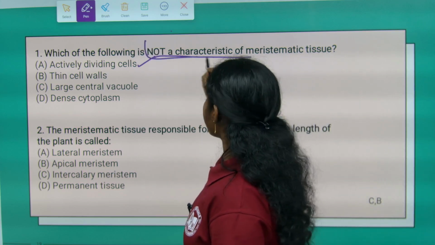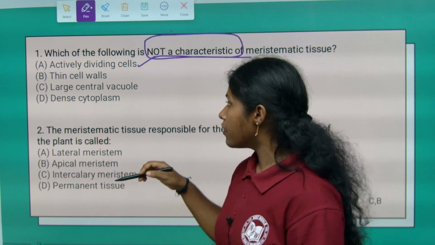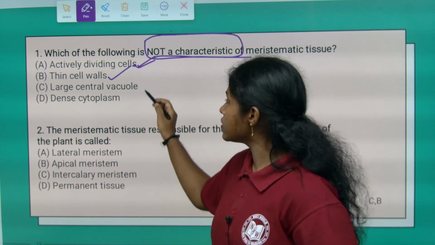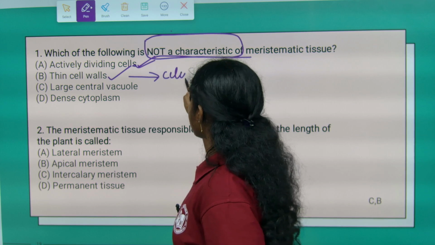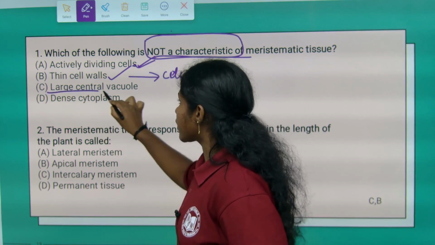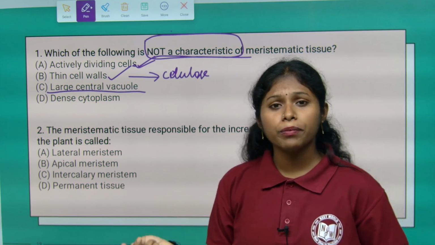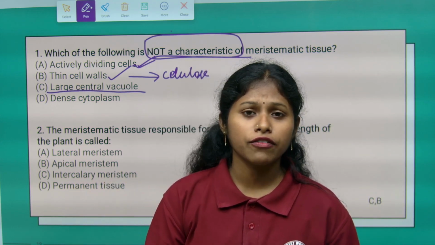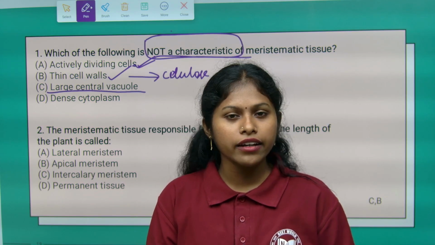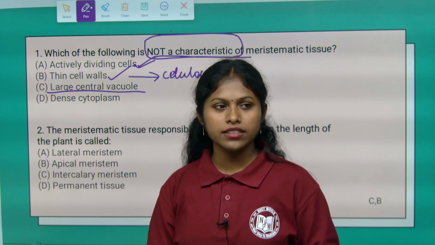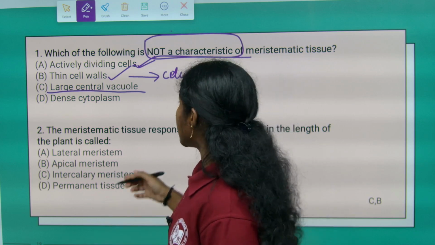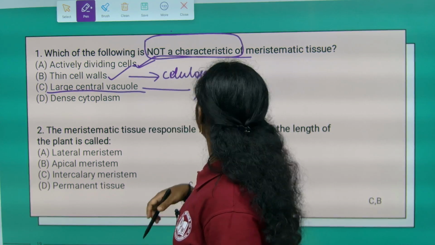They asked what is not the characteristic feature of the meristematic tissue, right? So they are actively dividing cells and they have thin cell walls. Of course, yes, made up of cellulose. They have a large central vacuole. Do they have a large central vacuole, children? No, because there is no point of function for the vacuole there. They are actively dividing cells. What is the function of the vacuole? Storage, right? If the storage is there, what is the point of storage? They are utilizing it for cell division, right? So that is why it is not a characteristic feature of meristematic tissue.